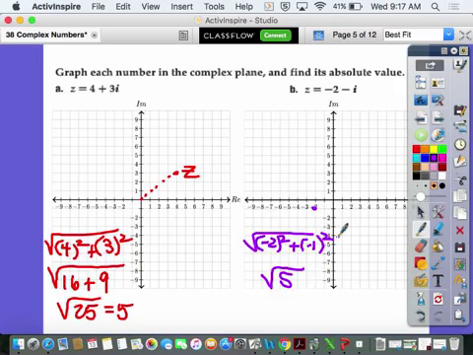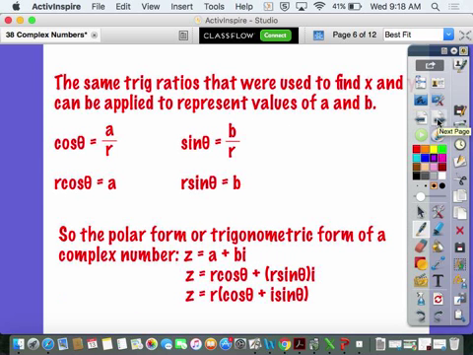Questions? So, the same trig ratios that were used to find x and y can be applied to represent the values of a and b, okay? Just like before, cosine theta equals, back when we were doing triangles and unit circle, it was x over r. Well, we don't have an x value because we're dealing with complex numbers. We have an a value. And instead of having a y, we have a b value. But still, a is r cosine theta, and b is r sine theta. Okay, so those have not changed. It's still the same setup. So instead of x's and y's, we have a's and b's. That shouldn't be too confusing, though, right?